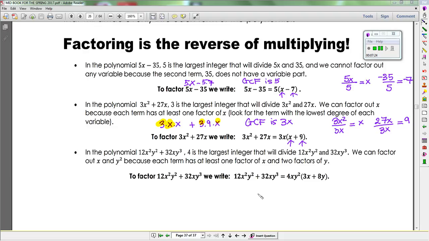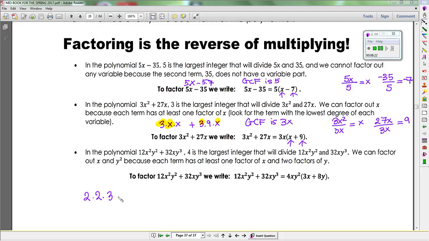In this example, you can see that we are given a binomial, so there are two terms. The first term is 12x squared y squared, and the second term is 32xy to the power 3. The first thing we have to do is look for the greatest common factor. For 12, the prime factorization is 2 times 2 times 3.